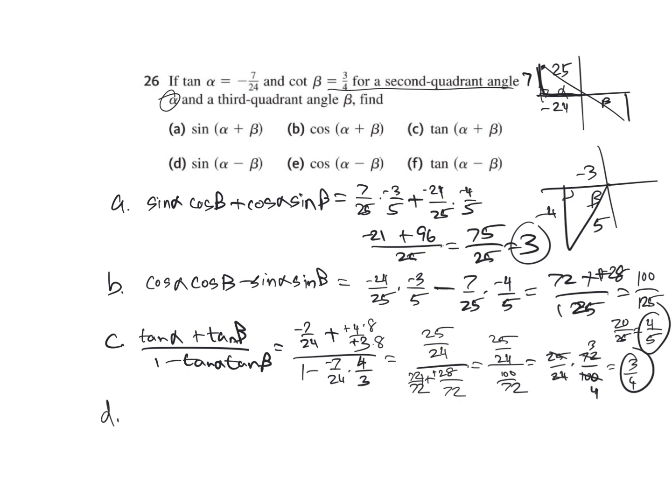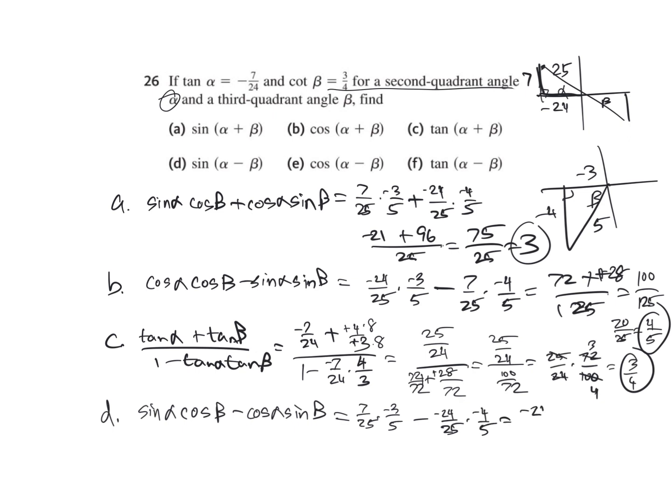Part D. The subtraction of your sines would be sine of alpha cosine of beta minus cosine of alpha sine of beta. So what do we get here? The sine of alpha, again, we have all these around here somewhere. Just keep looking at your picture. Sine of alpha is 7/25. Cosine of beta is negative 3/5. Minus the cosine of alpha, negative 24 over 25. And the sine of beta is negative 4/5.